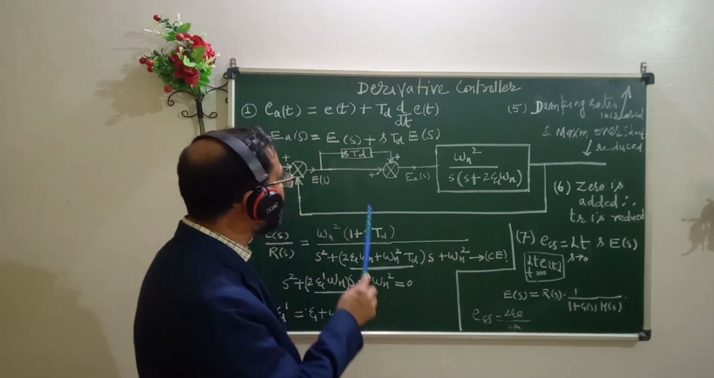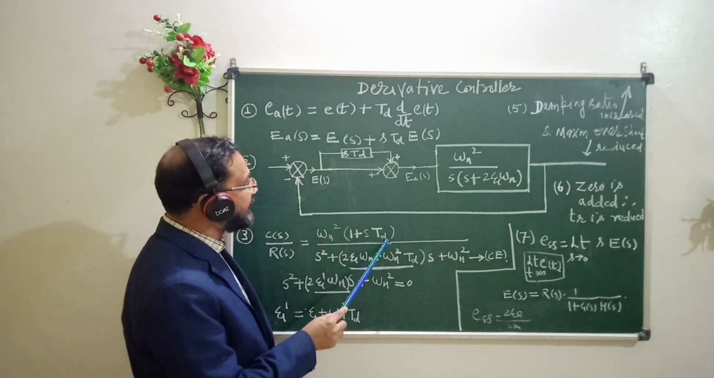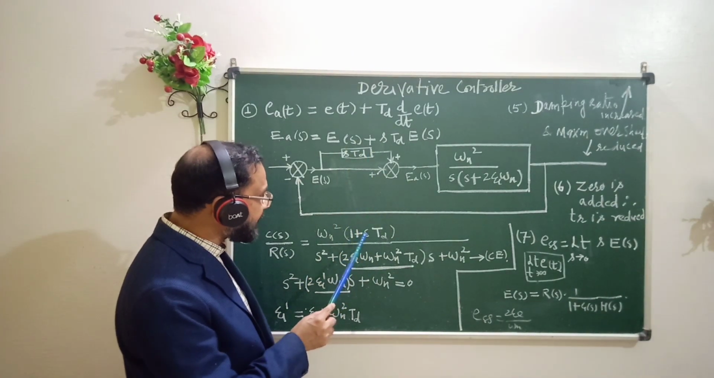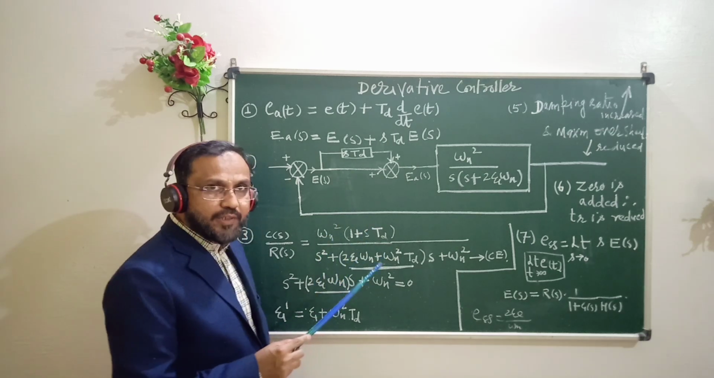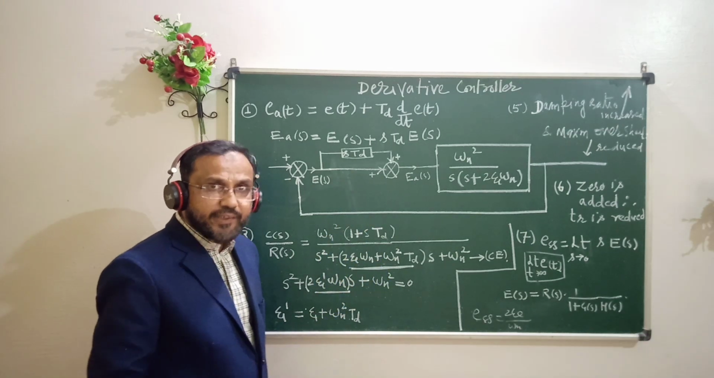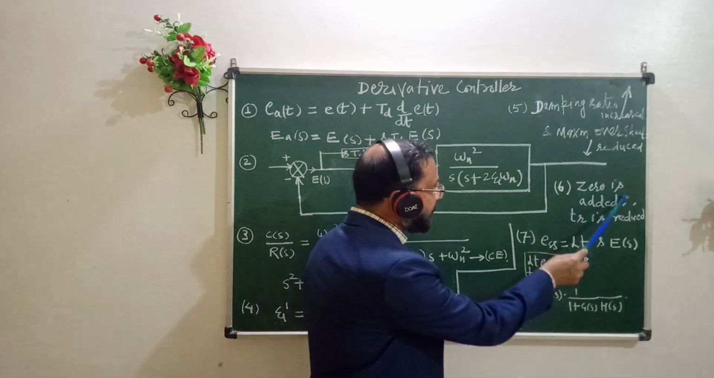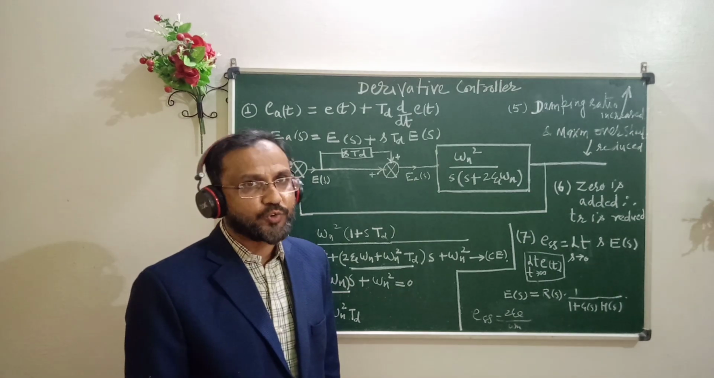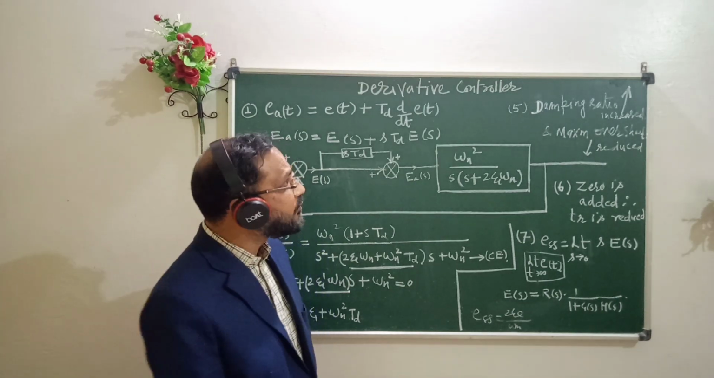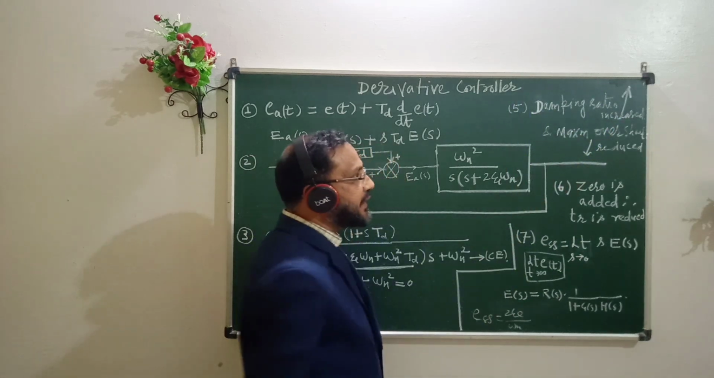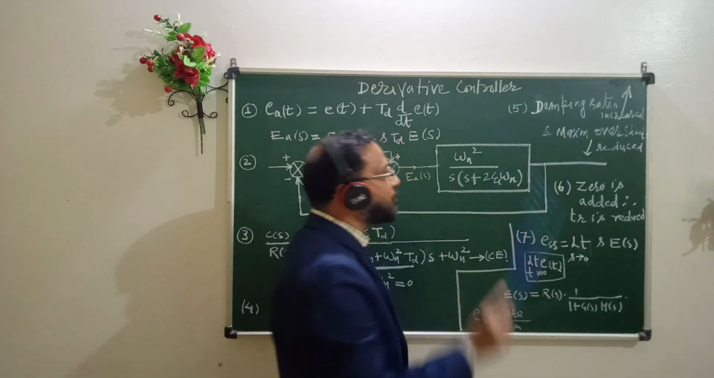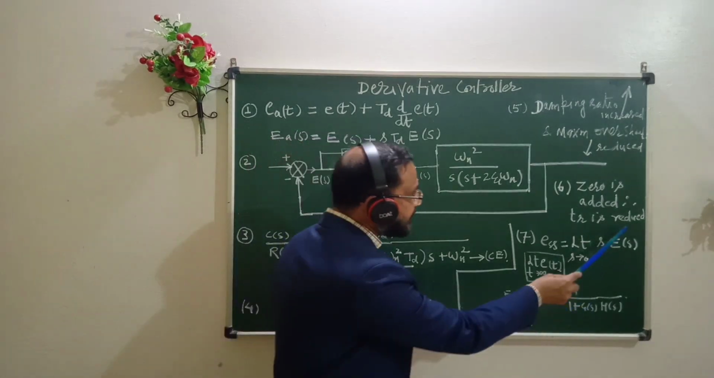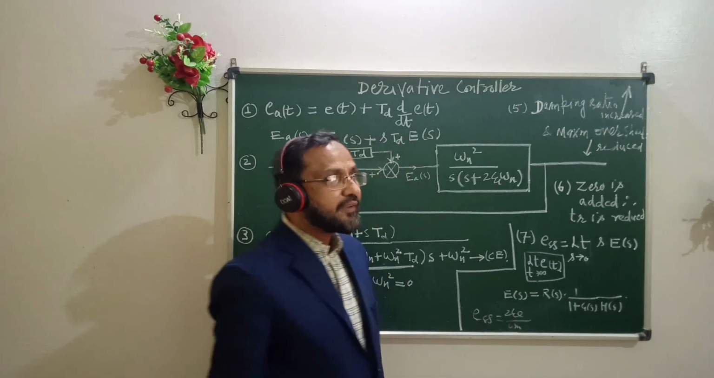And see the case here. This is 1 plus sTd corresponding to this term 1 plus sTd. It means s equal to minus 1 by Td, or we can say 0 is added in the transfer function. Since 0 is added in the transfer function, therefore rise time is reduced. So what is the effect of derivative control? Damping ratio is increased, maximum overshoot is reduced, whereas Tr is also reduced.